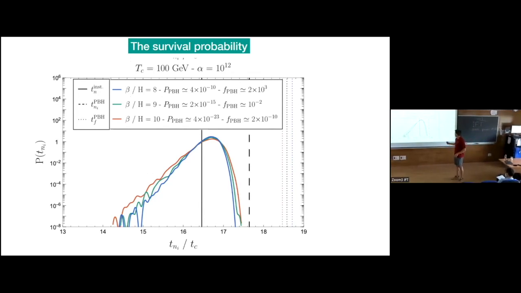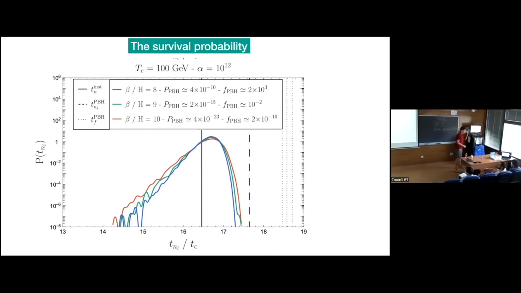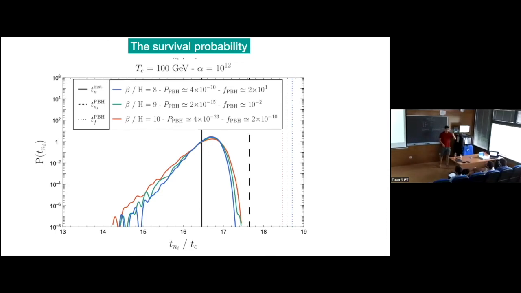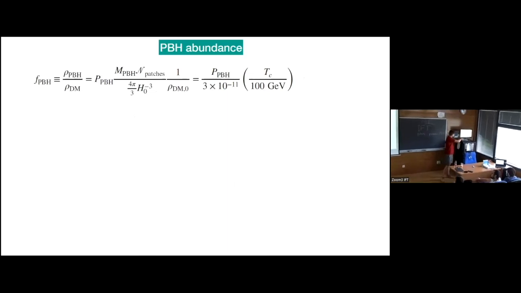And in black here, vertical, is the nucleation delay which is needed to form the first black hole. So you read the probability here, 10 to the minus 10 for beta over H equal 8, but as soon as beta over H is 10, you see how the probability drops very fast, from 10 to the minus 10 to 10 to the minus 23. So the probability to form black holes is very sensitive to beta over H.